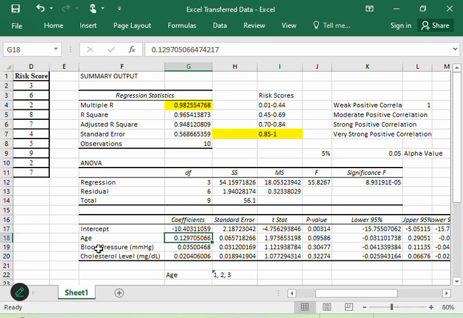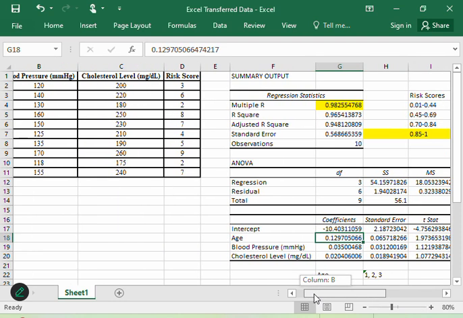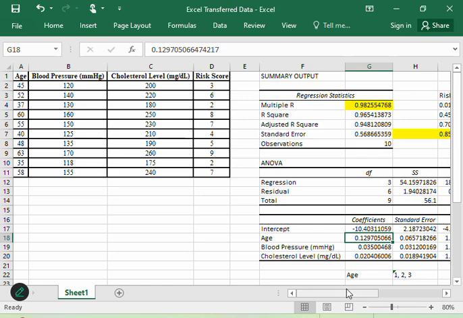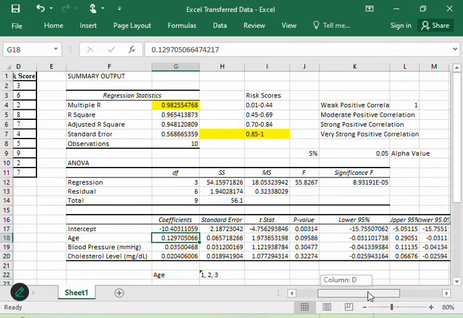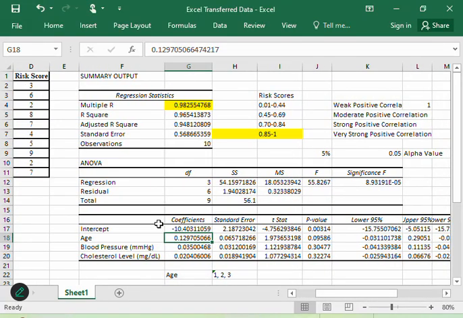These coefficients mean, for example with age, if a person increases by 1 year, what would the risk score be? Usually these values should not exceed the risk scores. If a person increased by 1 year, what would be the risk score?